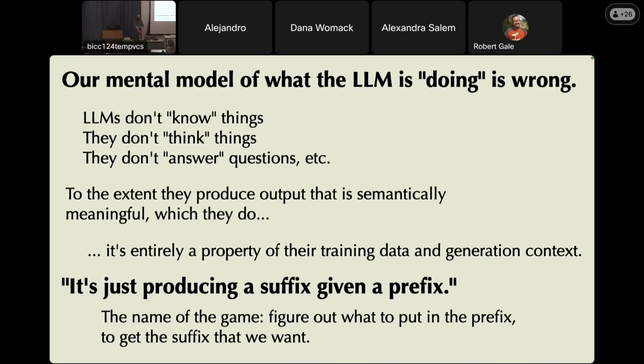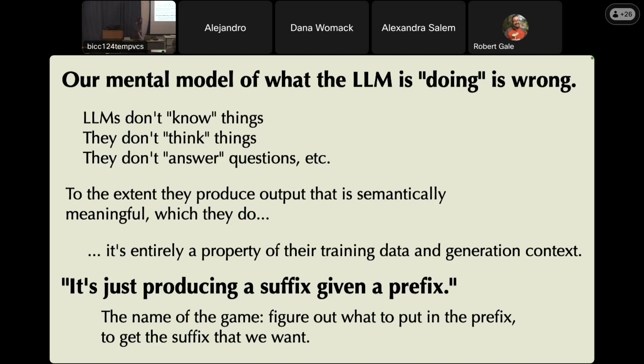So that means the name of the game to getting useful work out of them is how do we get our suffix or prefix set up so that the suffix that we want is the most likely one that comes, right? A trivial example is specifying in the prefix, by the way, the output has to be in JSON format, right? What we're doing there is we're basically adding to the context for generation extra things that make it think that JSON is what we want, right?